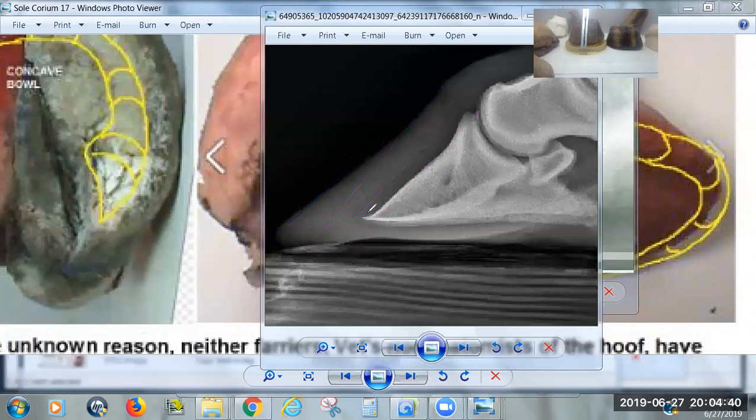Yeah, well, and this isn't a laminar wedge. I think this is just stretched lamina. It hasn't turned into a laminar wedge or anything, you know.